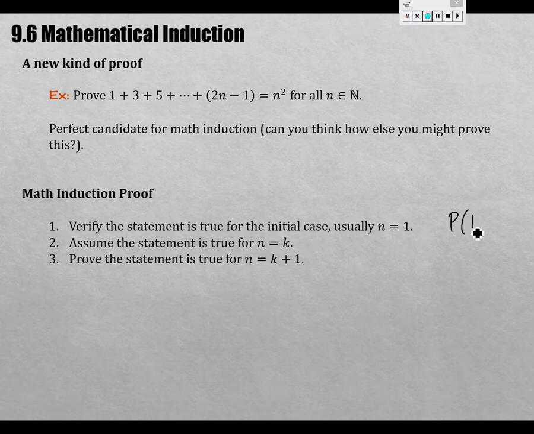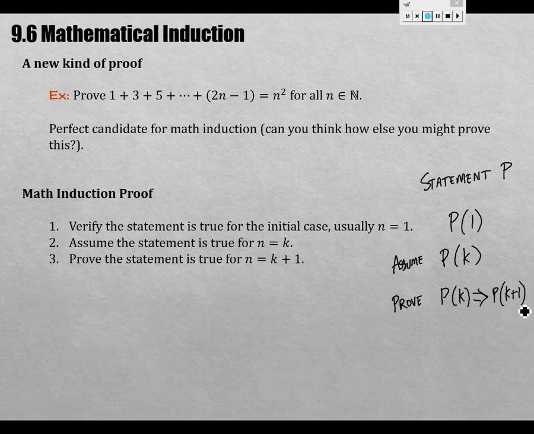You've established that, if the statement is called P, then statement P is true in the case that n is 1, right? You just check that. You assume that it's true for some k value, and then the thing you're going to prove is that given that P of k is true, it follows that it must be the case that P of k plus 1 is true. The statement for the next number is true.